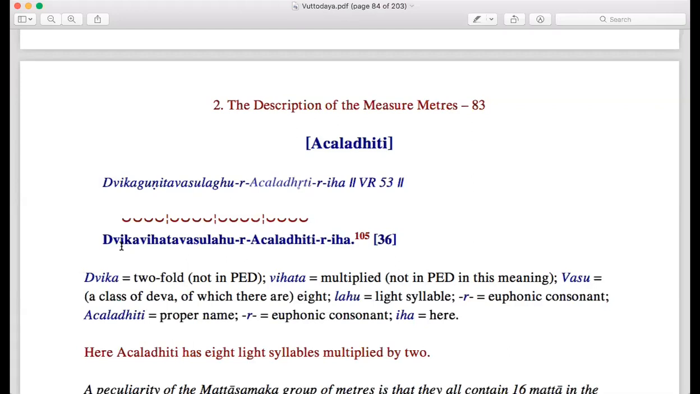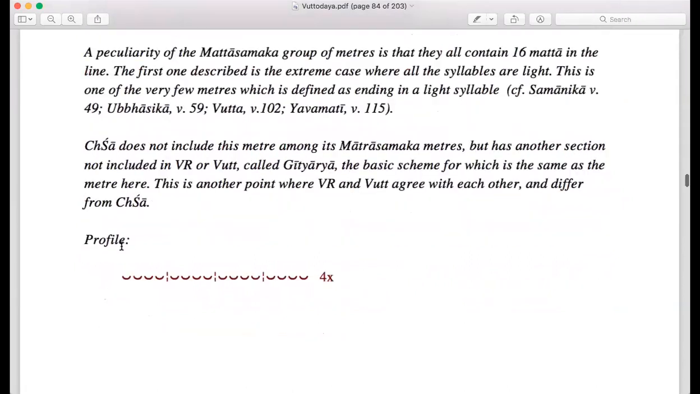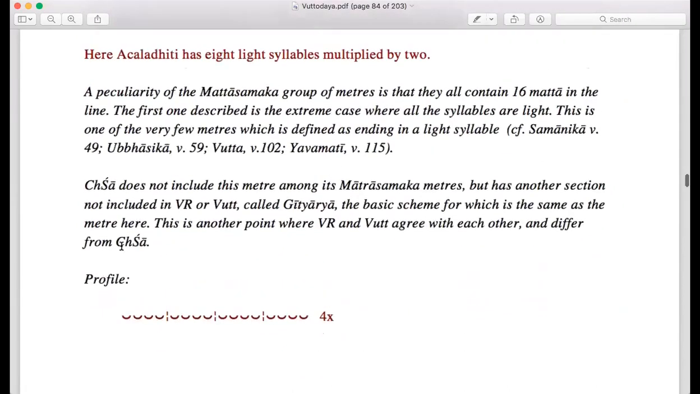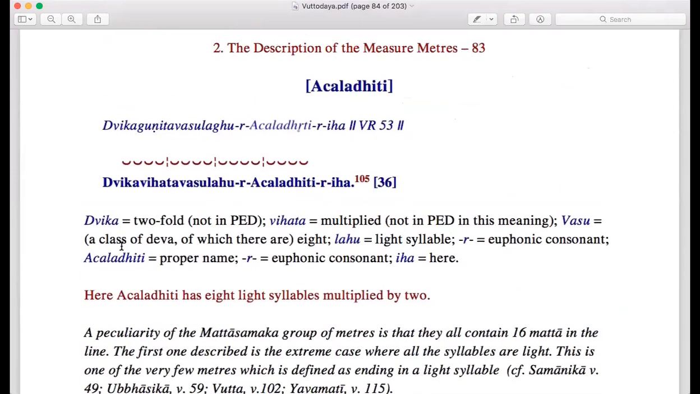This is a bhuta sankhya we learned at the beginning. We use words or nouns or names instead of numbers. So here Vasu denotes the number 8, and according to Bhante's explanation here, Vasu, a class of Deva of which there are 8.